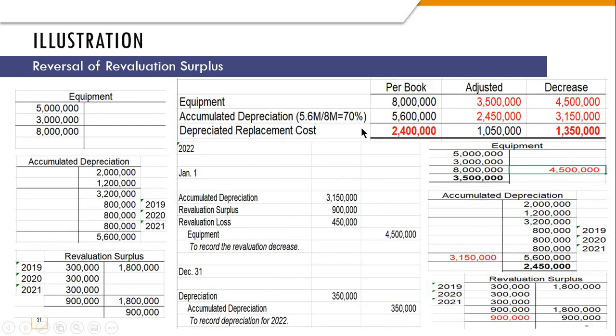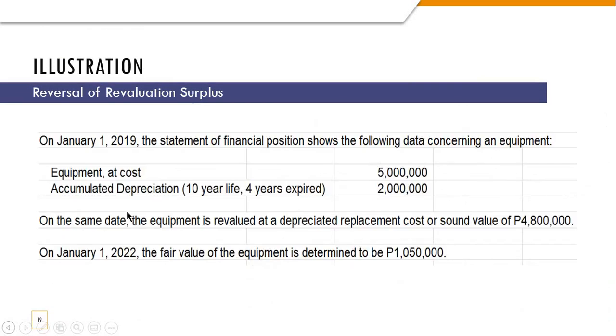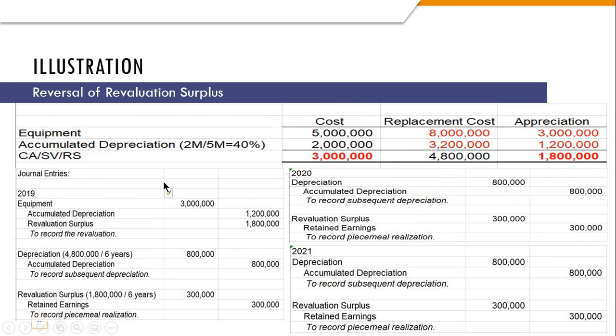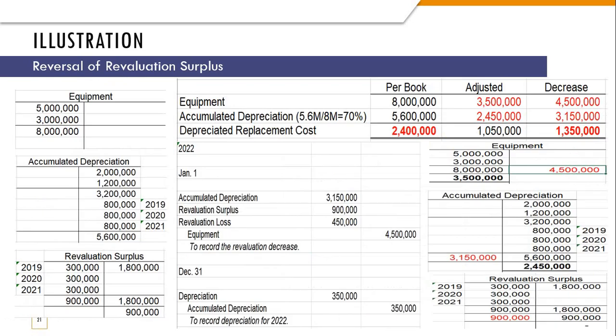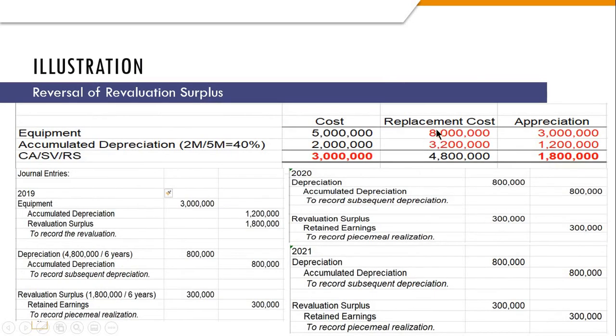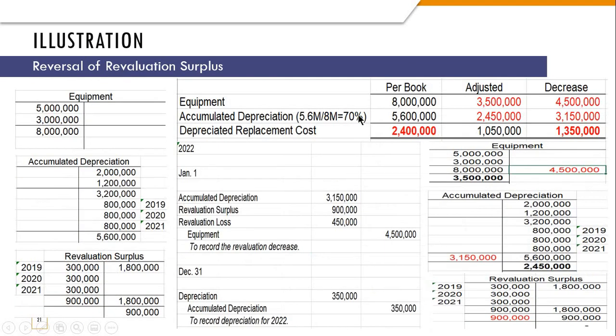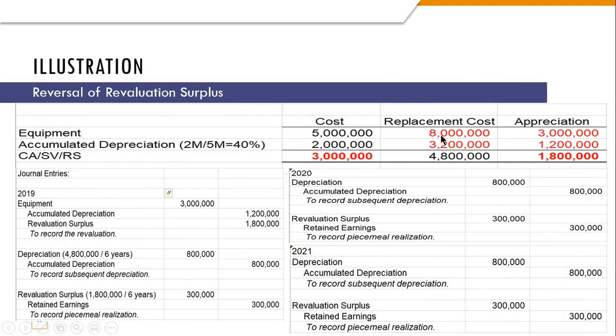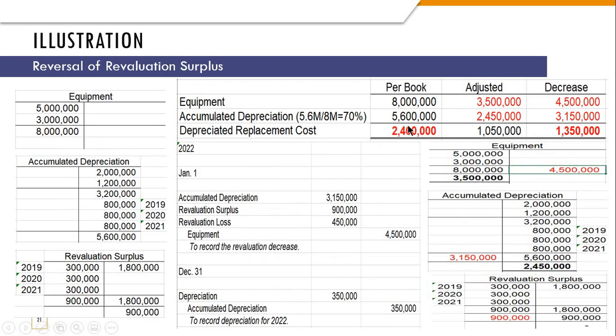Bakit 5.6 million? Kasi di ba, 4 years na yung life niya. 4 years, the date na nag-revalue tayo dito. Tapos in 2019, 5 years na siya. In 2020, 6 years na siya. In 2021, 7 years na siya. Okay? So yung accumulated depreciation natin dito would be 5.6 million. Oh, saan ba yan kinuha again? 8 million times 70%. That's 5.6 million. O kung gusto nyo talaga, that's 3.2 million plus 800,000 plus 800,000 plus 800,000, still 5.6 million yan.